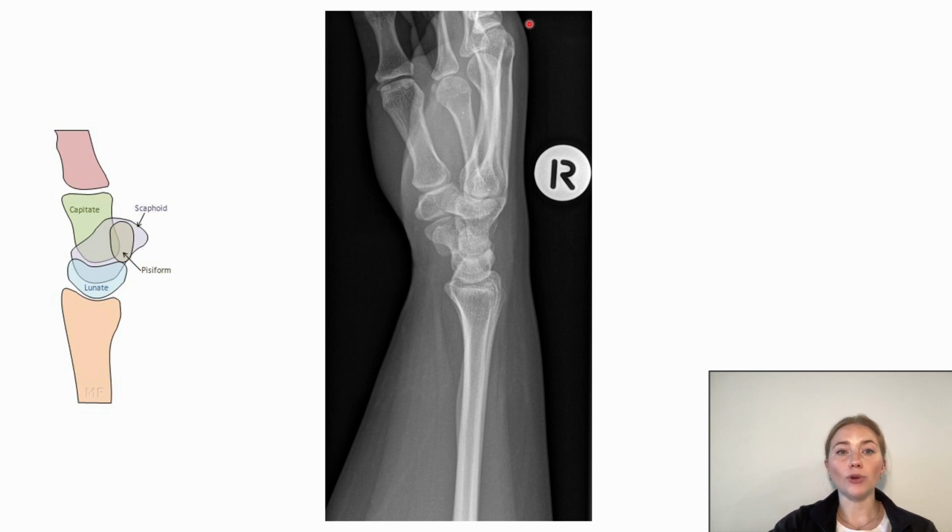The lunate is a proximal row carpal bone that sits just beside the scaphoid, as we've discussed, and articulates with the radius in the lunate fossa, as well as the capitate above it. So here on lateral view, you can see that the radius, lunate, and capitate are all in a nice straight line, and that was one of our 4 A's of examining carpal bones.